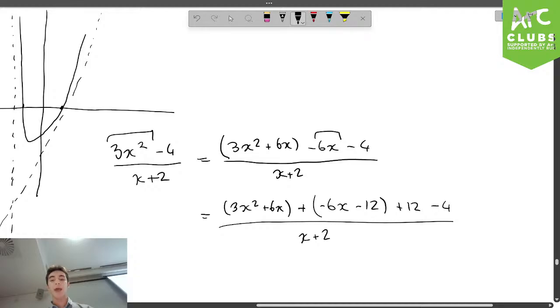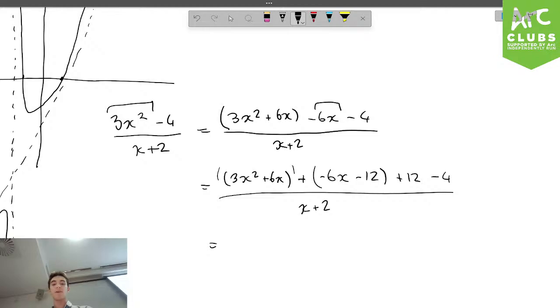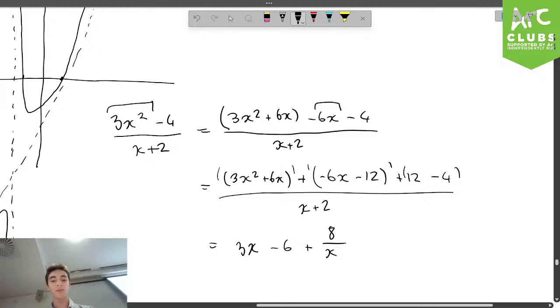so here we have an equivalent fraction, and now we can actually just divide through, right? This part, when divided by x plus 2, would give us 3x, right? This part, when divided by x plus 2, would give us minus 6, right? And this part, you can't divide by x plus 2 no matter what you do. So we're just going to leave that as 8 over x plus 2, right?